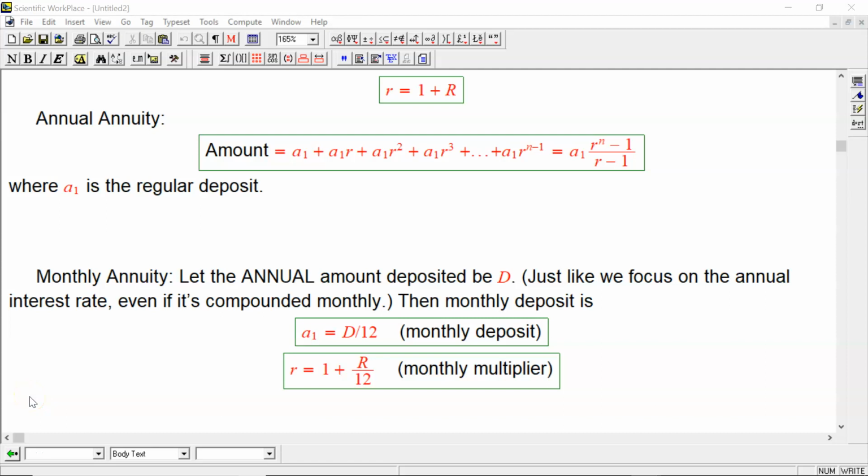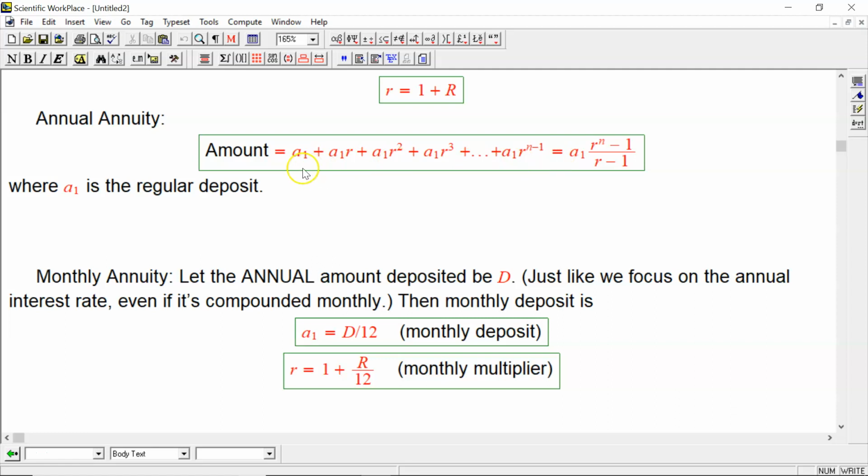So now let's briefly look at what happens when we go to monthly. Remember, with the annual annuity, the key was that we ended up summing a geometric summation. A1 turned out to be just that regular deposit amount, because that A1 alone is the amount you just deposited. The A1r is the amount you deposited a year ago that's been multiplied by your yearly multiplier little r, which is 1 plus the annual interest rate, and so on.